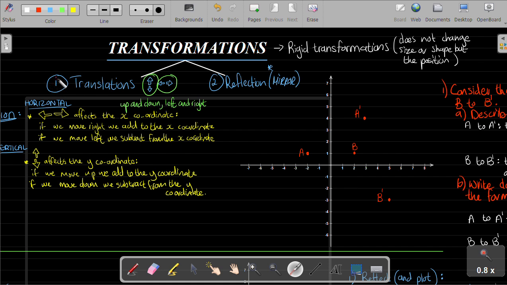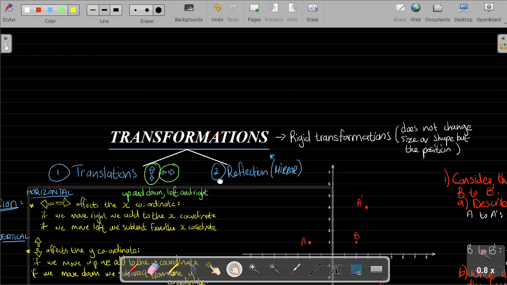Number one is going to be what's called translation. That is the first type of transformation, the first type of movement. And then number two is reflection, where we should think about almost like a mirror image.